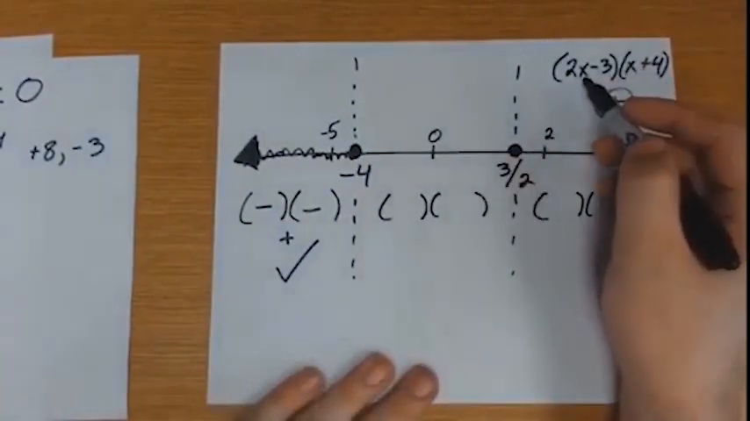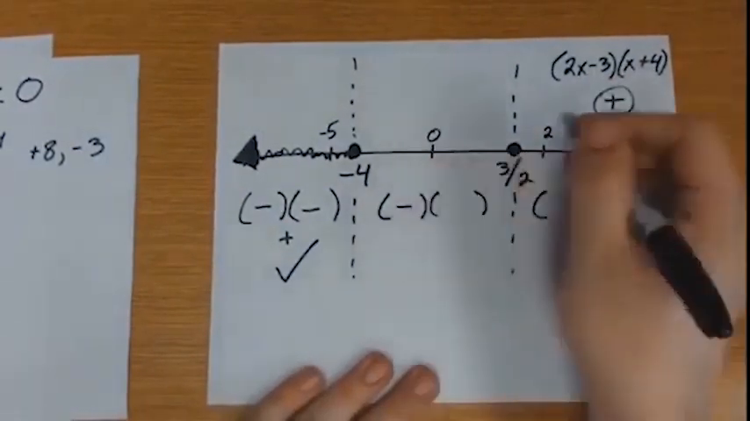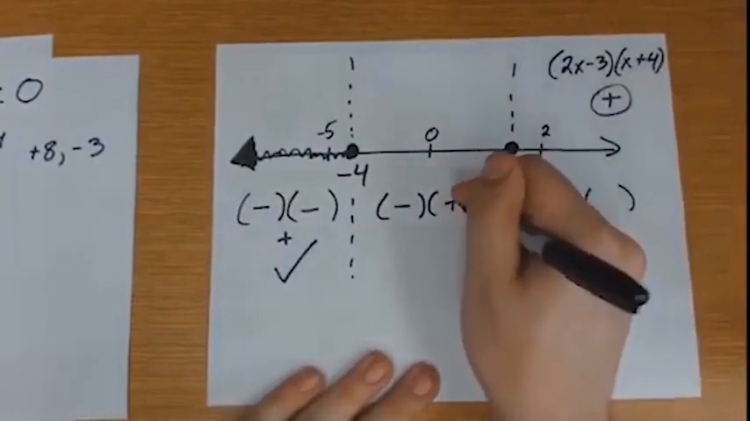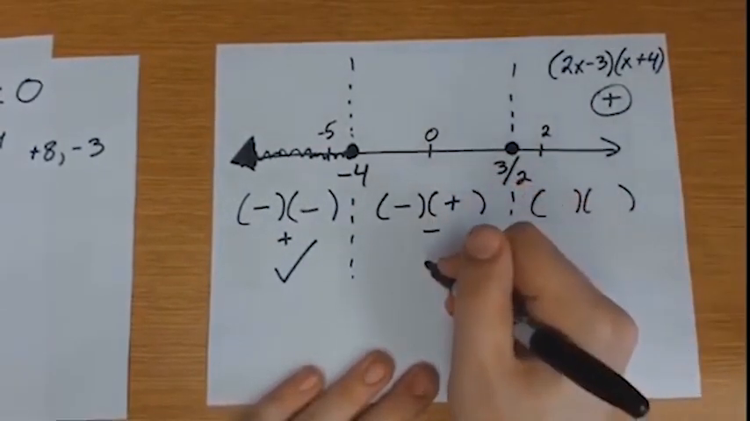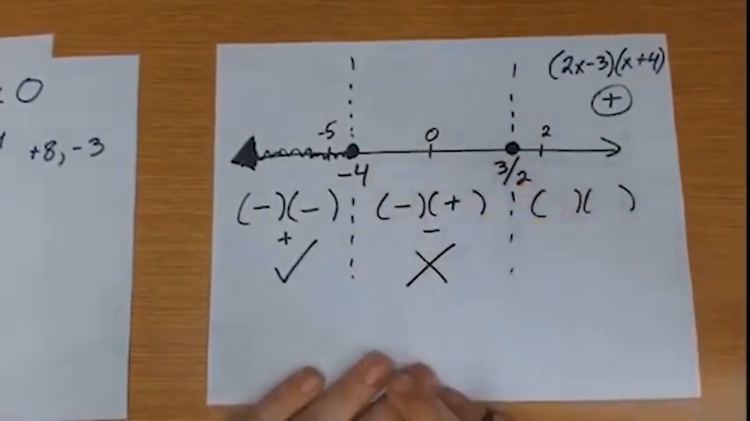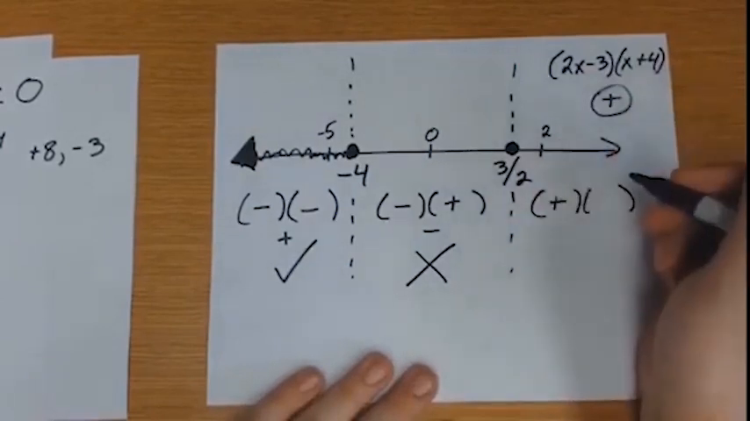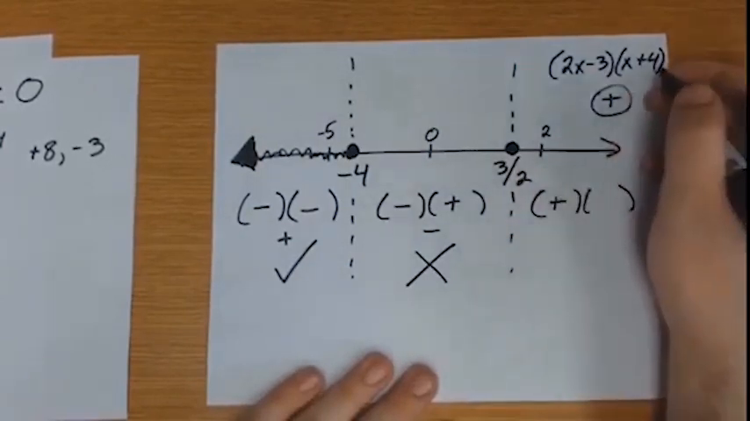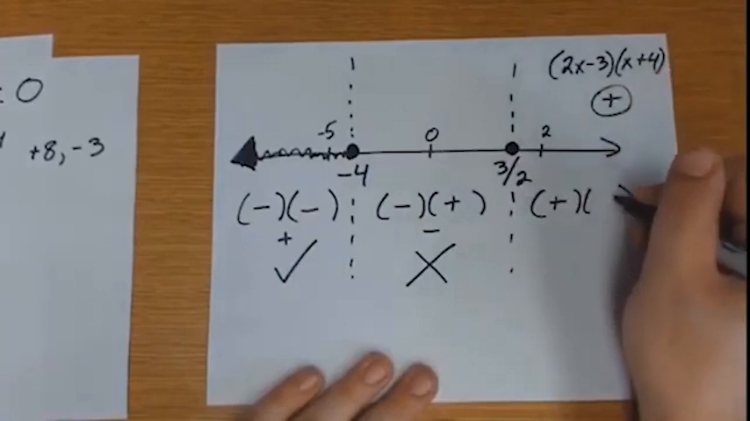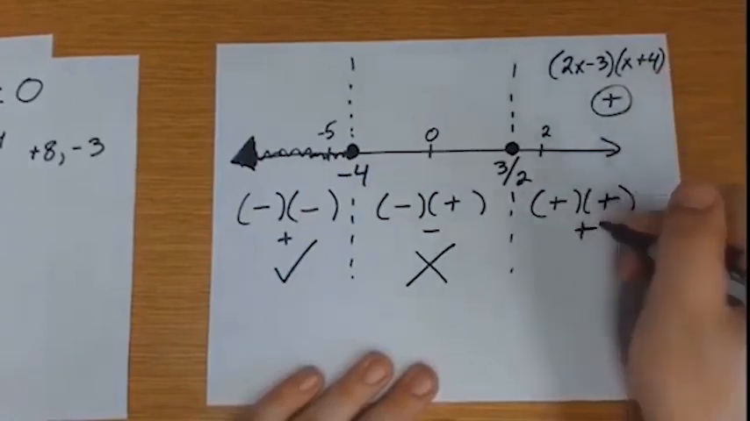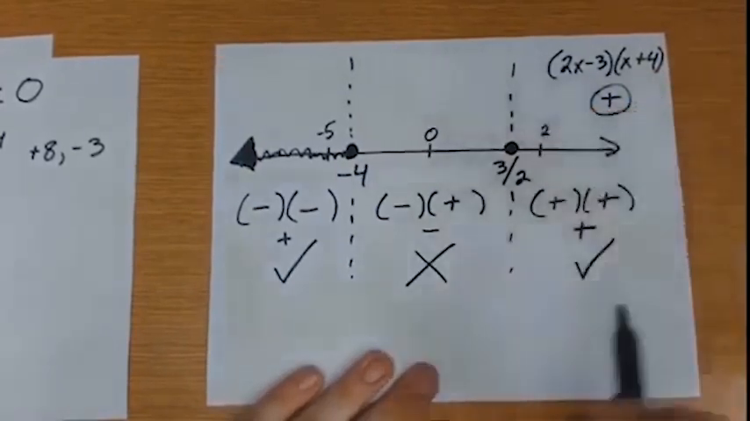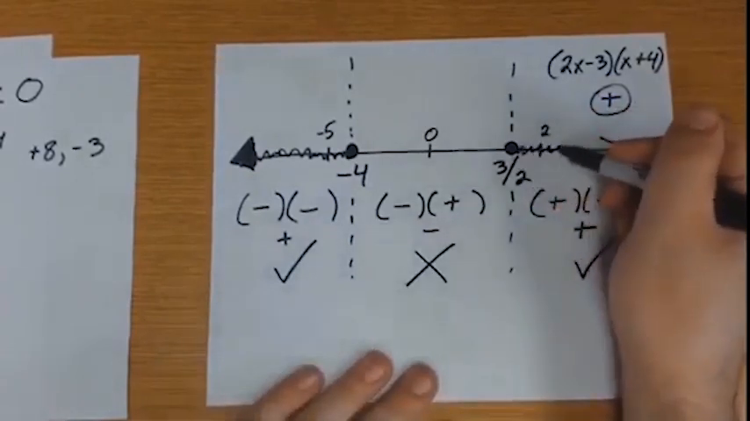Plug in 0. 0 minus 3 is negative. 0 plus 4 is positive. That gives us a negative number. We don't include region 2. Plug in 2. 4 minus 3 is positive. 2 plus 4 is positive. Positive times positive is positive. This region's included. Shade it.